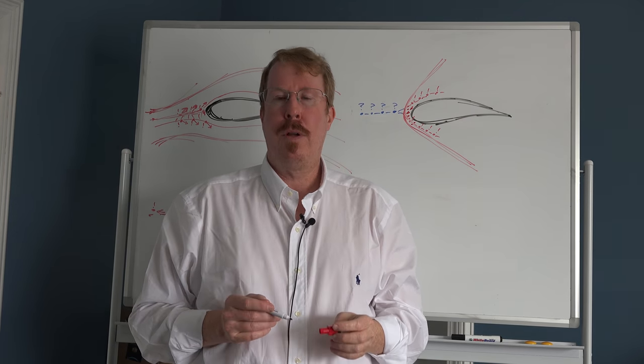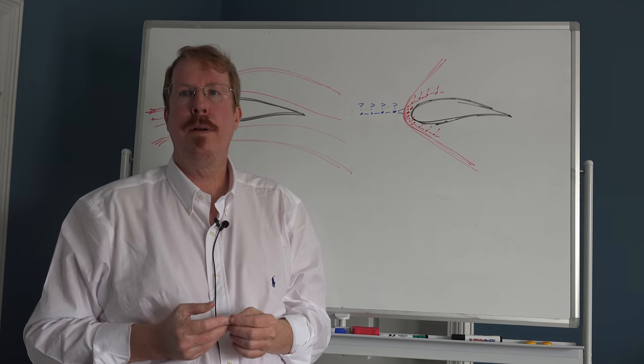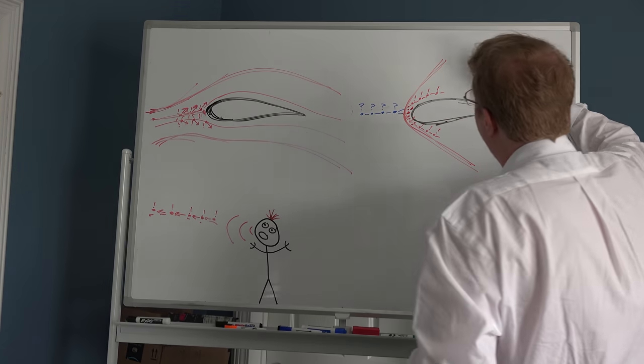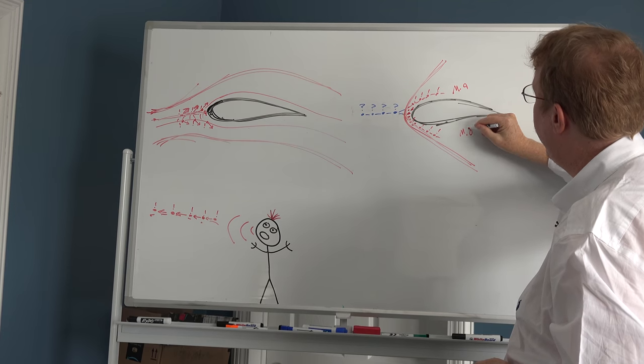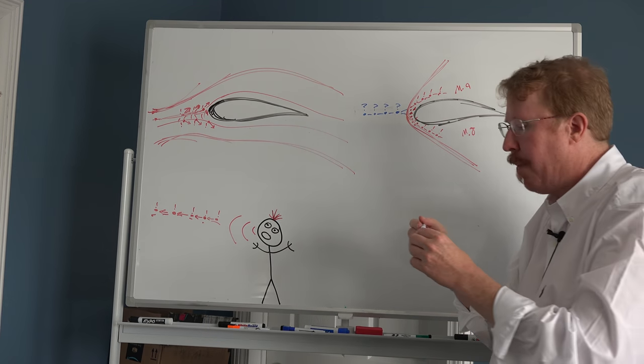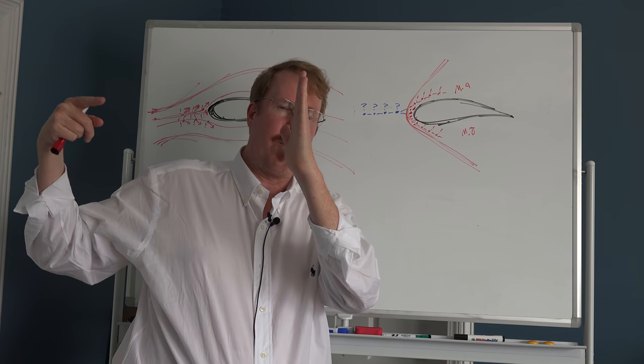So for you to have lift, doesn't the air have to flow faster over the top of the wing to produce lift? Yeah, and it still does. For example, in this case, maybe you're at Mach 0.9 here and Mach 0.8 here, so there's still a little more speed at the top. So there is a delta.